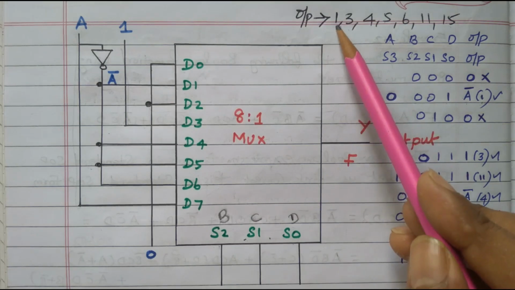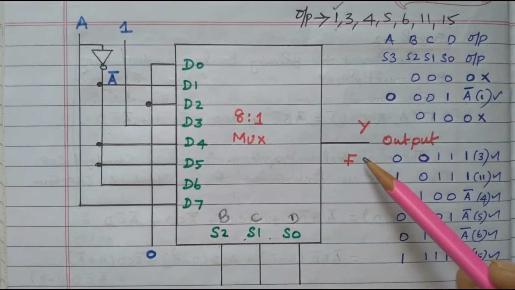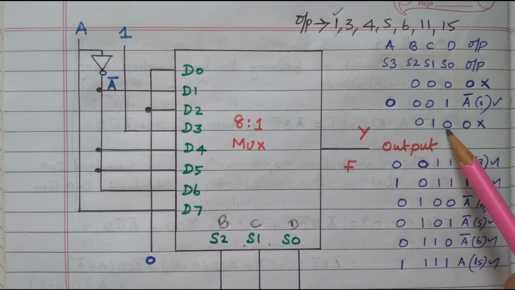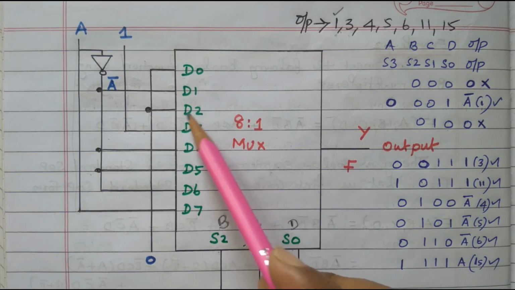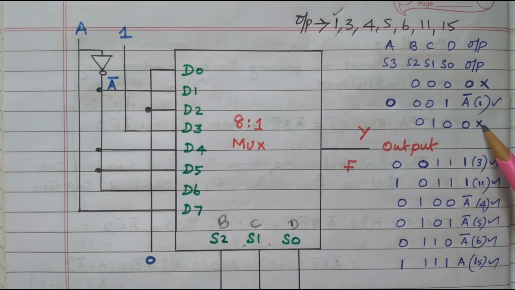So that 1 is available, 1 is what we required. So the first output is covered, right? We'll go to the third combination, 0 1 0. 0 1 0 means it will give the D2. What is the D2 value? It is 0. So the output of the mux is 0, right?